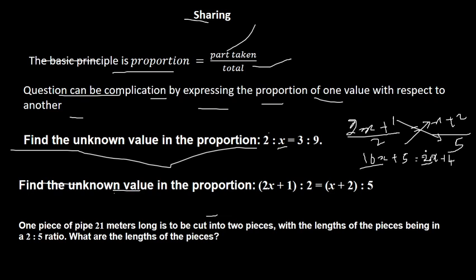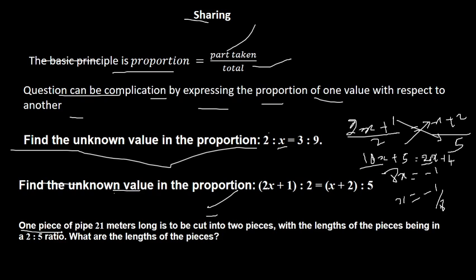So collect the like terms. 2x will come here, 5 will go there. If I'm not mistaken, what we are going to have is 8x is equal to minus 1. So automatically our x is equal to minus 1/8. So that is that for that.